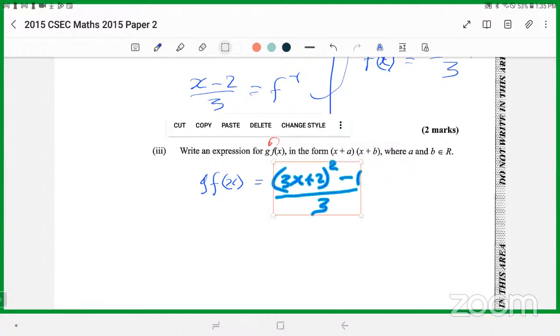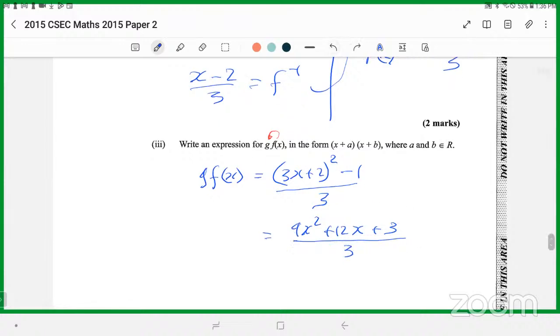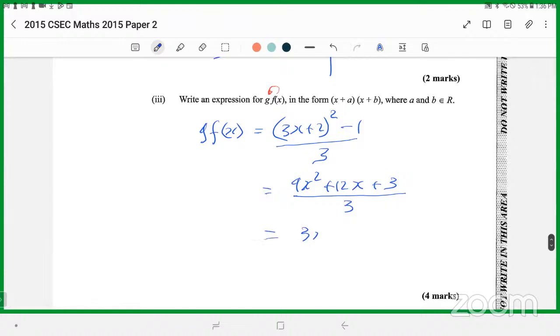But I want us to simplify it down to this format, factorize it down. So let's expand out the numerator. You square this first, you get 9x². Then twice the product of the 3x and the 2: you multiply this and this, you get 6x, double that to 12x. Then you square the 2 as well, you get 4. But 4 minus 1 is 3. And divide that by 3, each of these values can be divided by 3. Therefore, it becomes 3x² + 4x + 1.